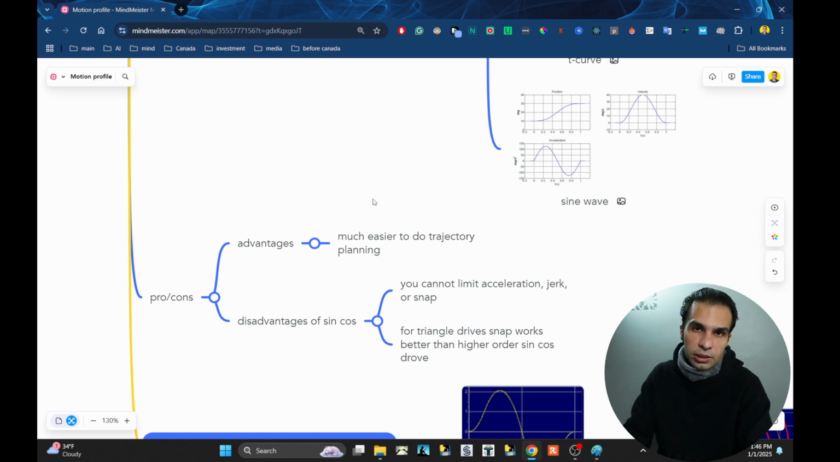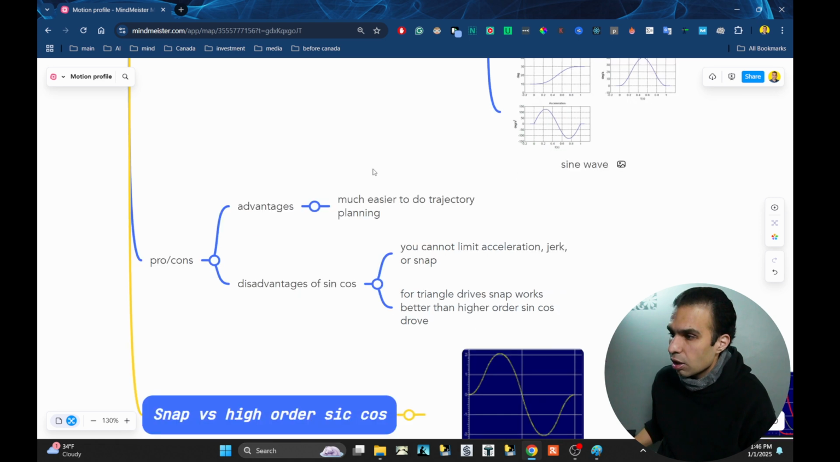After so many years, I still cannot calculate the snap. Actually, I know only one vendor that can calculate S-curves with the snap. Besides that vendor, I don't know anybody else.